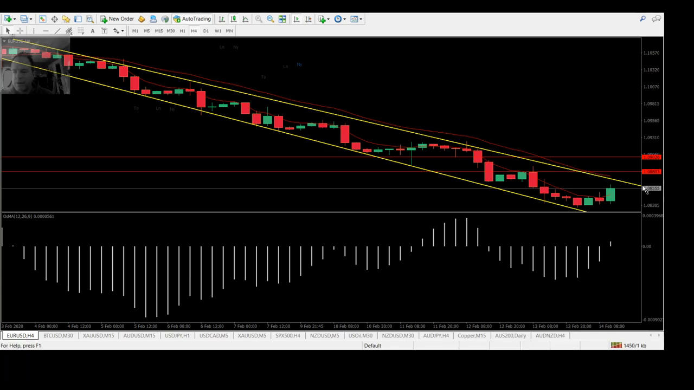then we have the 108.80 area, give or take. If we break that, then that's a clear signal that we've got a stop run coming.